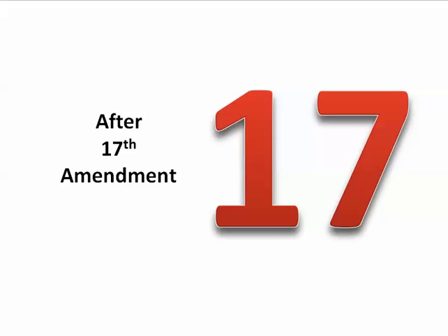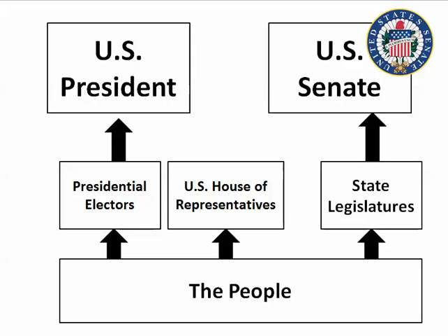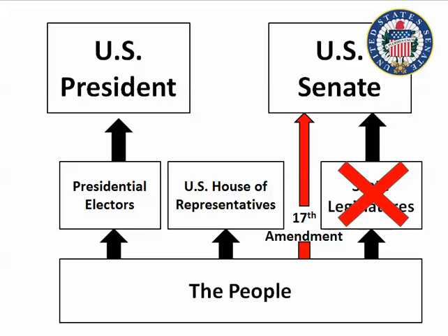Now, after the 17th Amendment, there's a change. Here's what's going to happen with the 17th Amendment. We're going to wipe out these state legislatures, and we're going to put a direct route from the people straight to the U.S. Senate. So the people themselves are going to vote for both U.S. senators that are going to Washington, D.C. Let me show you. Here's before the 17th Amendment, after the 17th Amendment.